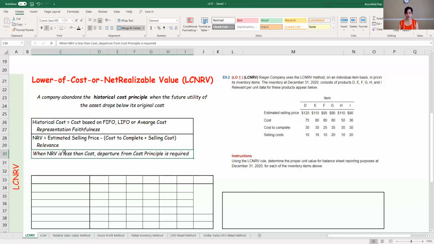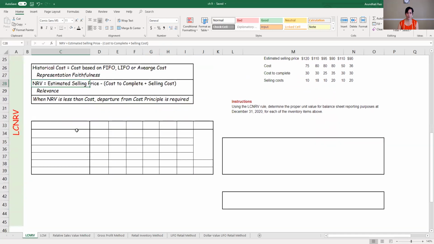So I have all the necessary information to decide whether I should be using historical cost or the net realizable value for each individual item, because that's how the company does it. So they're asking us to use the LCNRV rule and to determine the proper unit value for balance sheet reporting purposes at December 31st, 2020 for each of these inventory items. Now, we're also going to do a journal entry, which is not asked in the exercise, but that's just to complete this topic. So let's see how I've structured my file over here.